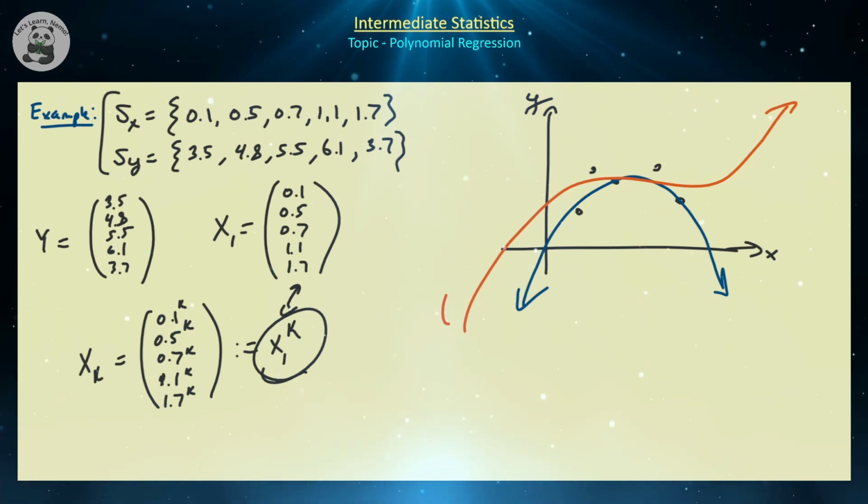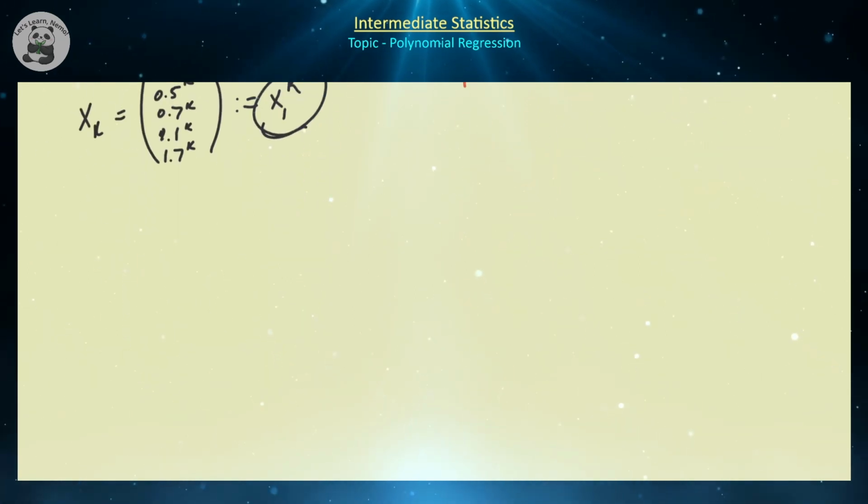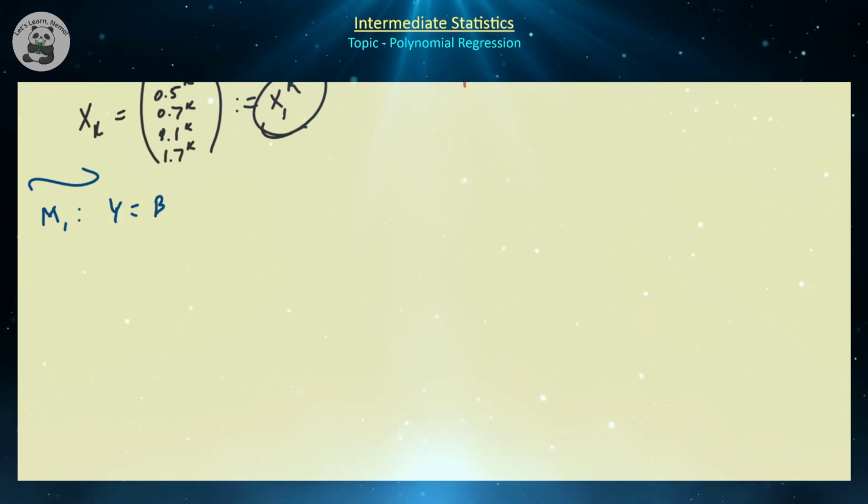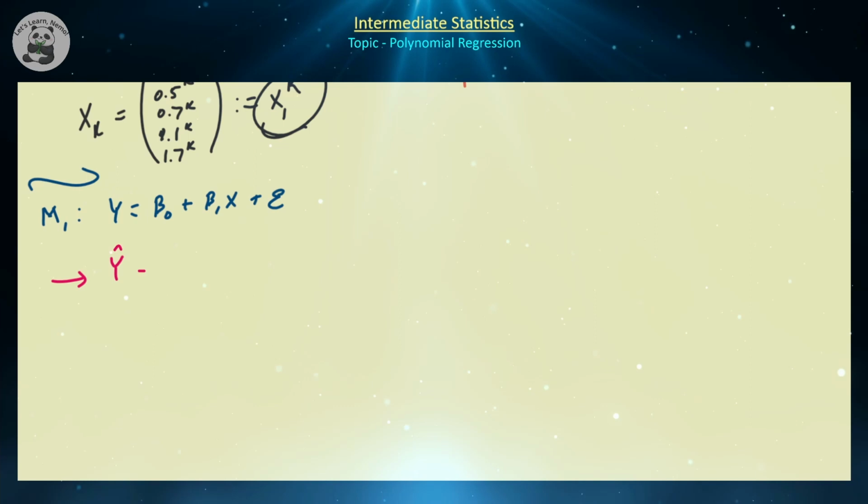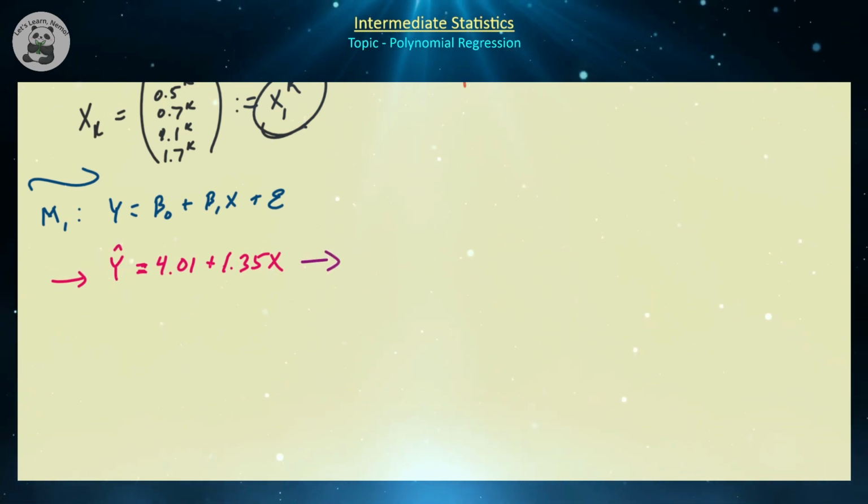So once you have that and you can solve multiple linear regression models, now we can just try to fit a bunch of things together. So for example, let's assume we're interested in a first order linear model, in particular one of the form y is equal to beta 0 plus beta 1x plus epsilon. One can find that the predictor model y hat is going to be equal to approximately 4.01 plus 1.35 times x.